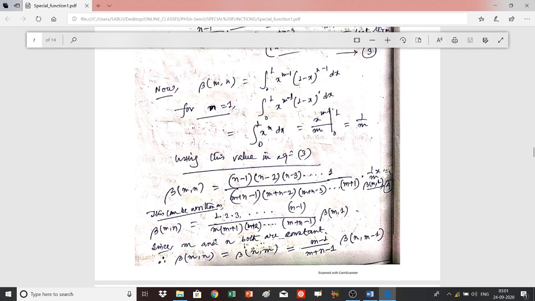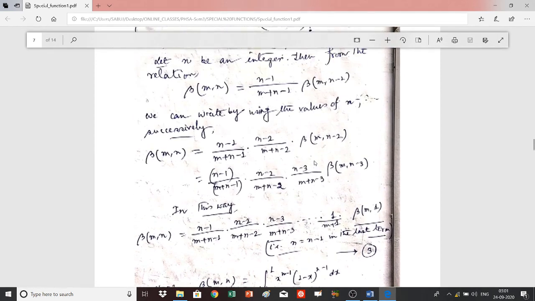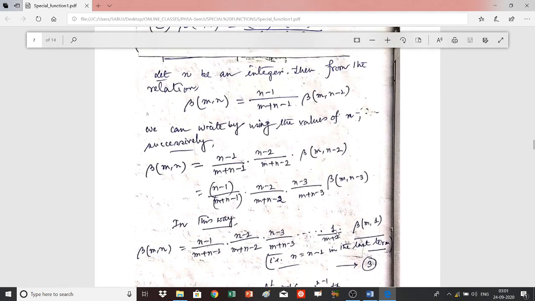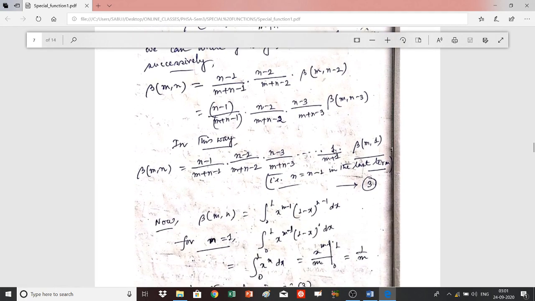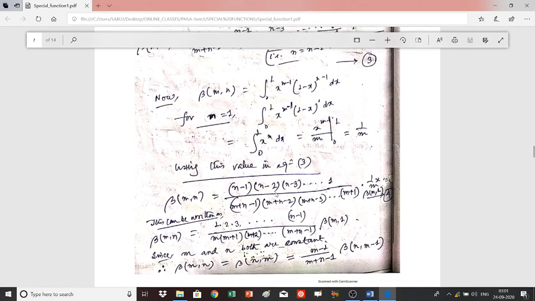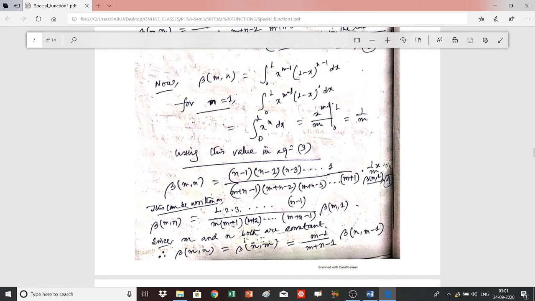So since m and n both are constant, beta(m,n) you can write also from equation number 3. It can be written in this way: 1, 2, 3, up to n minus 1. So just reverse the multiplication. So here it is 1, 2, 3, last term is n minus 1, then m into (m plus 1), (m plus 2), in this way the last term is (m plus n minus 1) beta(m,1).